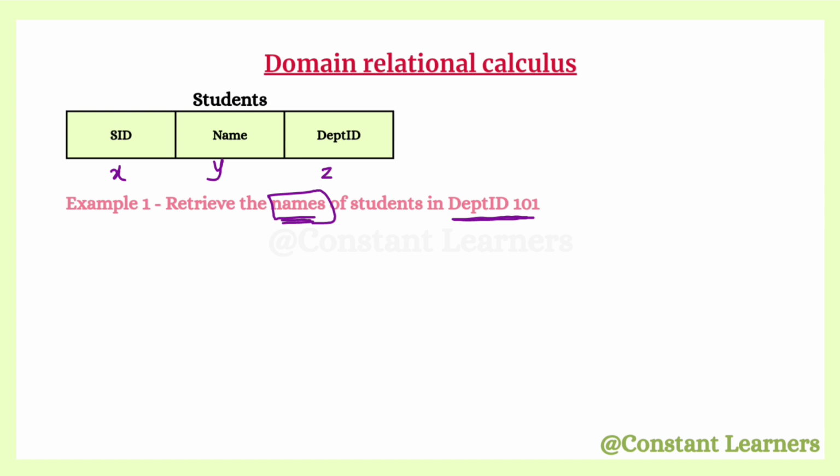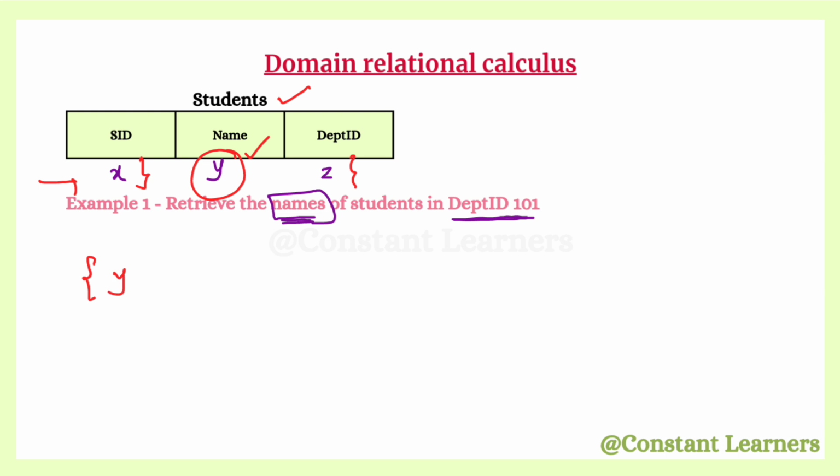But we want to display only the name column, right? So we need to inform DBMS that this is the column that we want to display, but these are also the columns in the table students, right? Such that XYZ is a real tuple in the students table. That means this tuple, or let's say each tuple, must satisfy the condition that department ID is equal to 101 to be able to appear in the output, right? Now let's start writing the query. As I said, we start with the column that we have to display, that is Y.